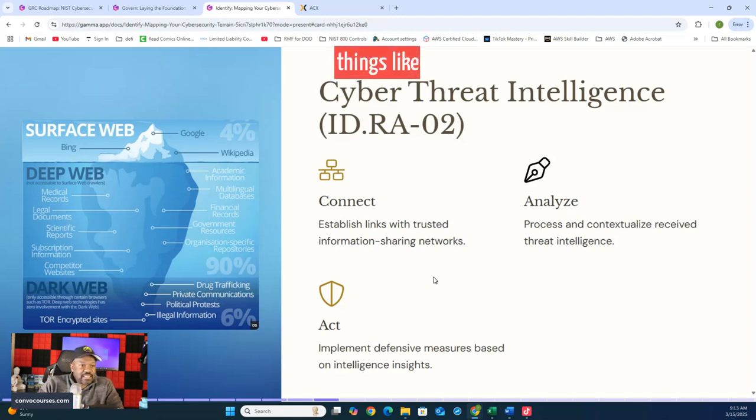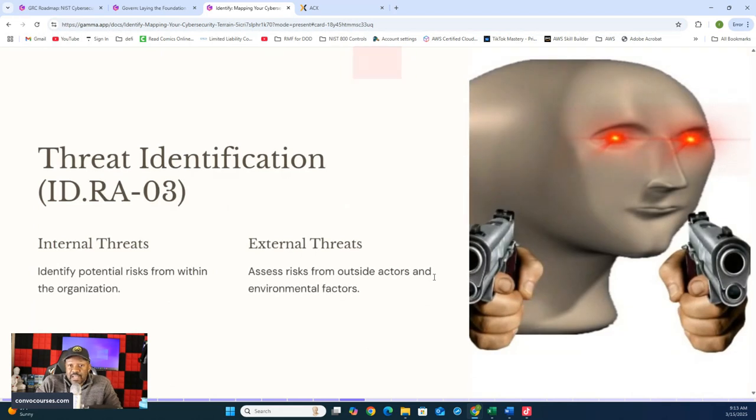And then you have things like typo squatting, where instead of spelling out the name Walmart.com, people would use Walmart with 2 M's or Walmart with 2 T's.com. And they would sit on that name and then make a site that looks like Walmart and then hope that people would sign into it. So those are some of the things you would do for cyber threat intelligence. You'd analyze that data and then you'd take action. So that's also a part of threat identification.